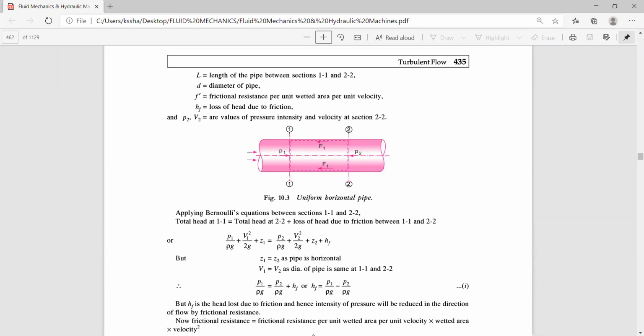Now, HF is the head loss due to friction. Hence intensity of pressure will be reduced in the direction of flow by frictional resistance. What is happening here is HF is the head loss due to friction and hence intensity of pressure will be reduced in the direction of flow by frictional resistance. See, as I told you, frictional force is a kind of opposing force, a force which is offering resistance to the flow of water.